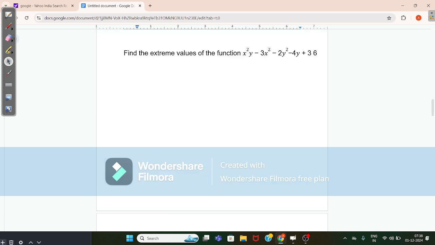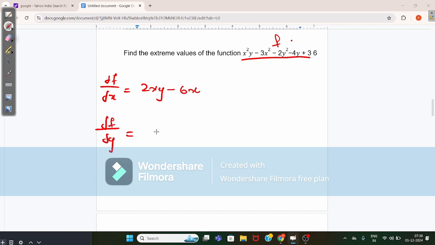Now this is the first question. Find the extreme value of the function. Consider this function as f. So we have to differentiate it. ∂f/∂x gives the value 2xy minus 6x. ∂f/∂y gives the value x square minus 4y minus 4. Now take 2x common: 2x(y minus 3).